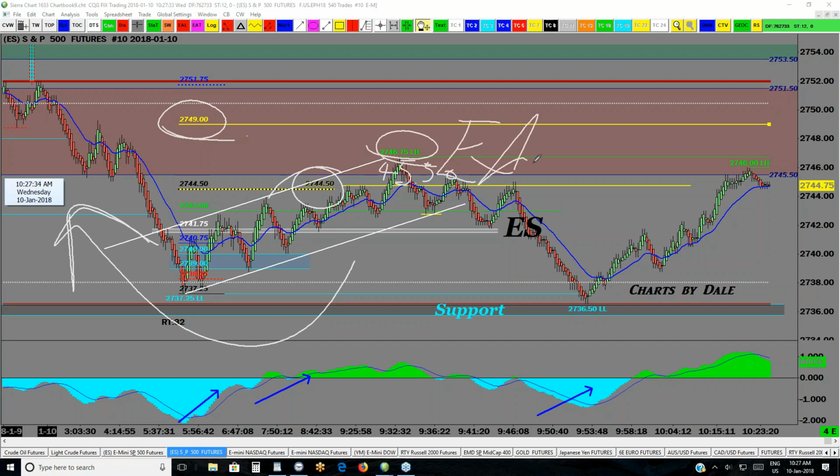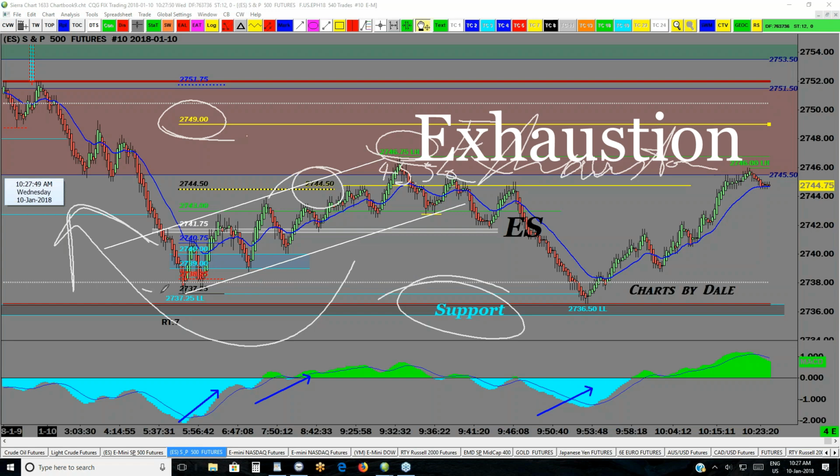Exhaustion here. That's AUF exhaustion. There we go. And we had a pullback target. We called this year support. We talked about it. If you went long here, you'd be in a few bucks right now. Your target to the upside is 2749. It has to come up past this year resistance.